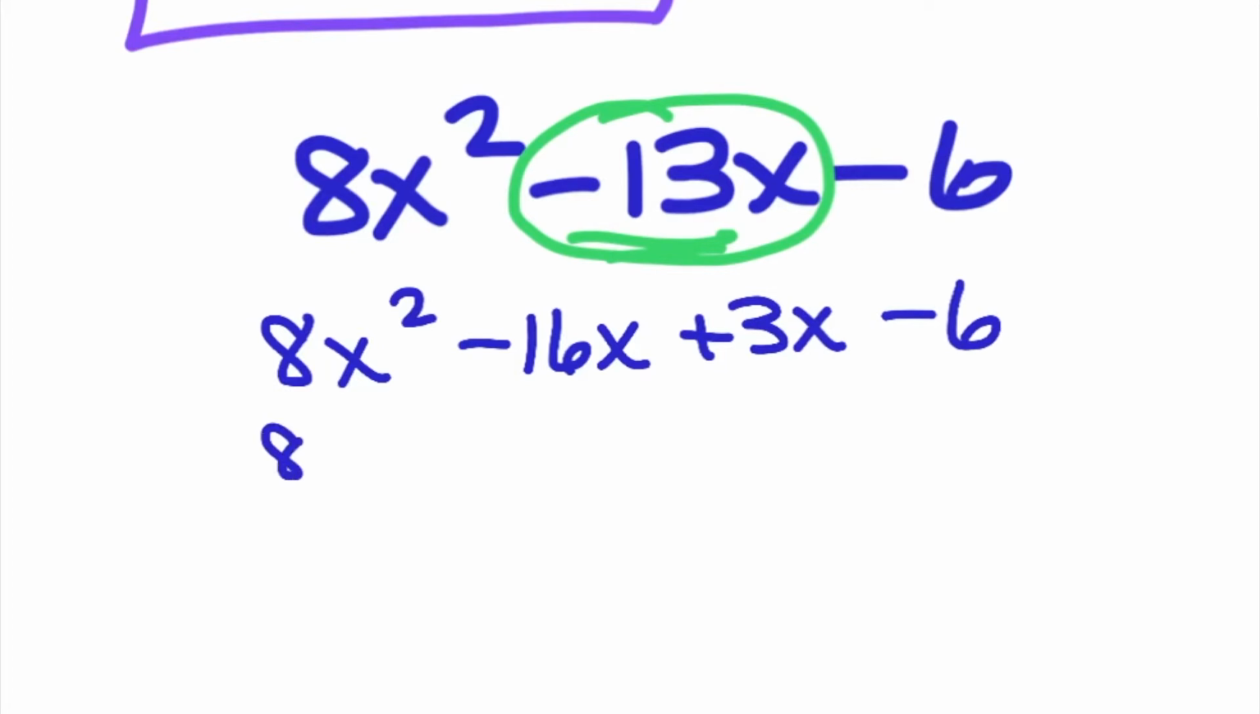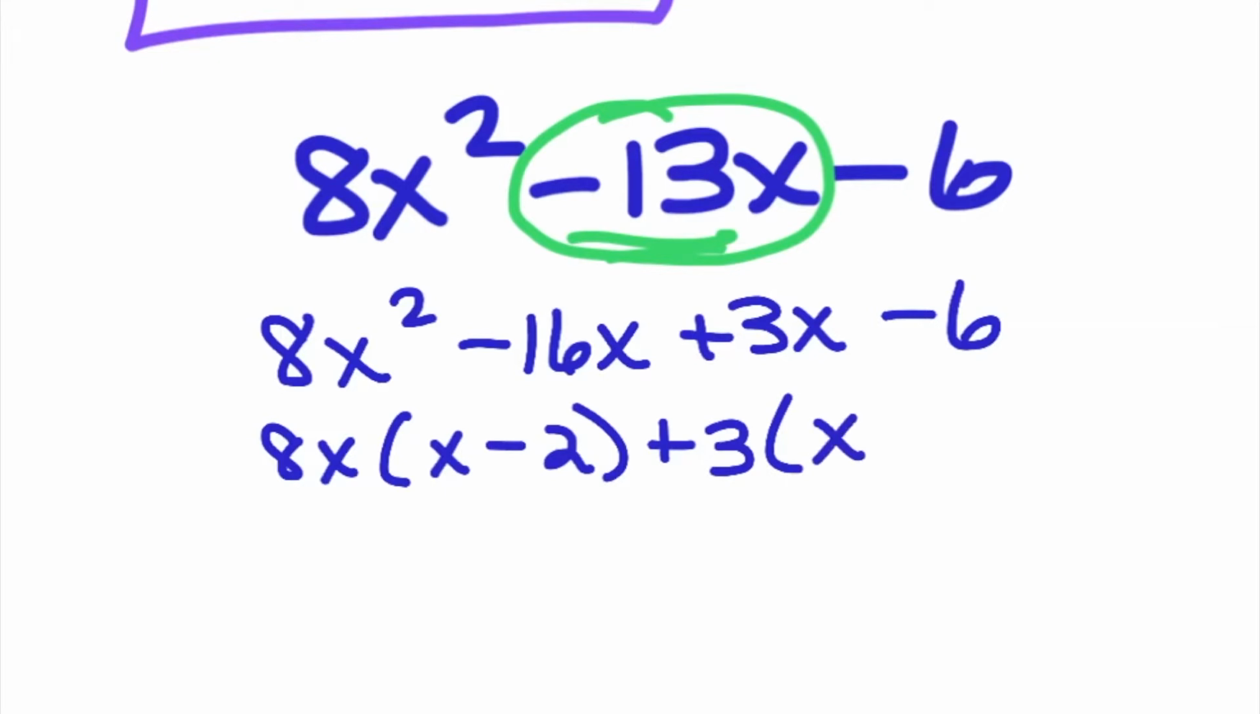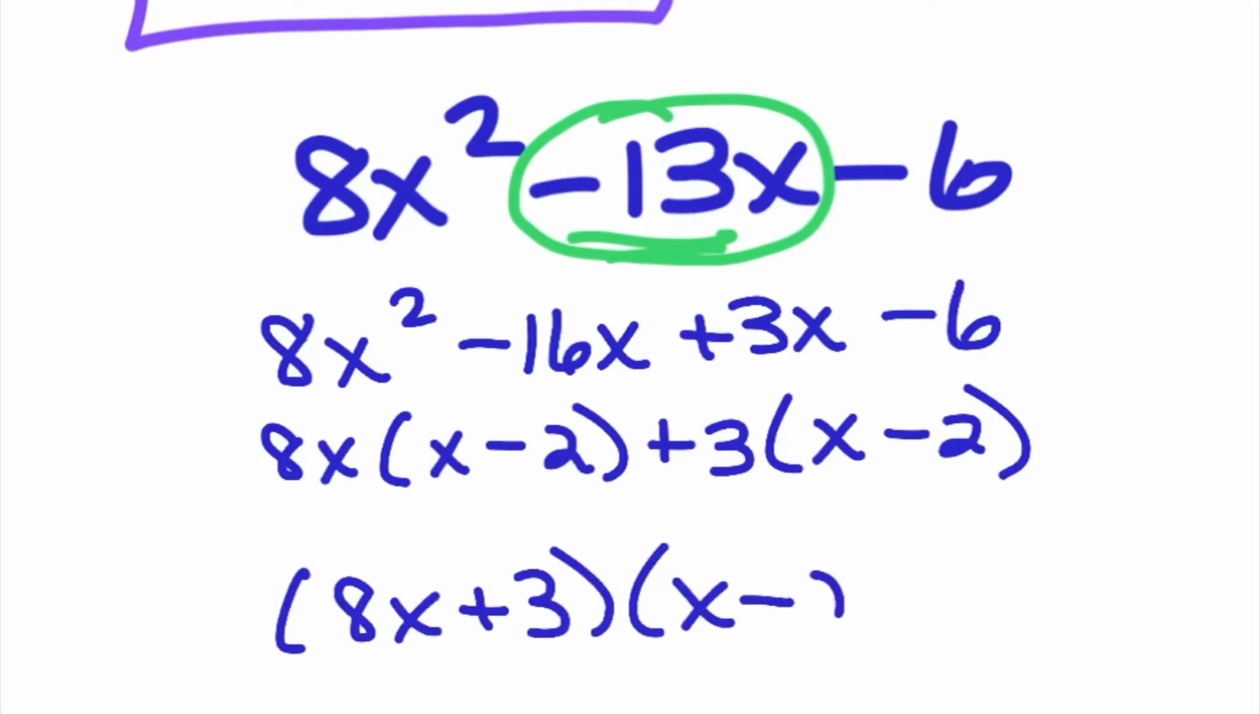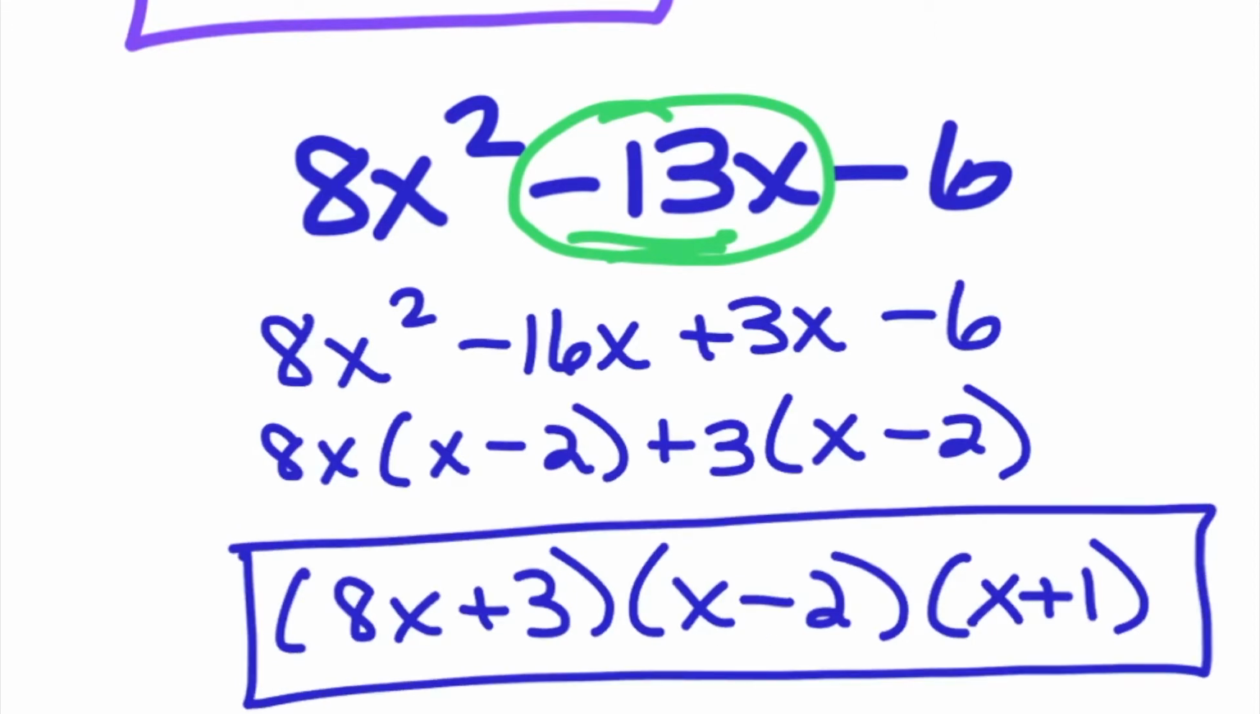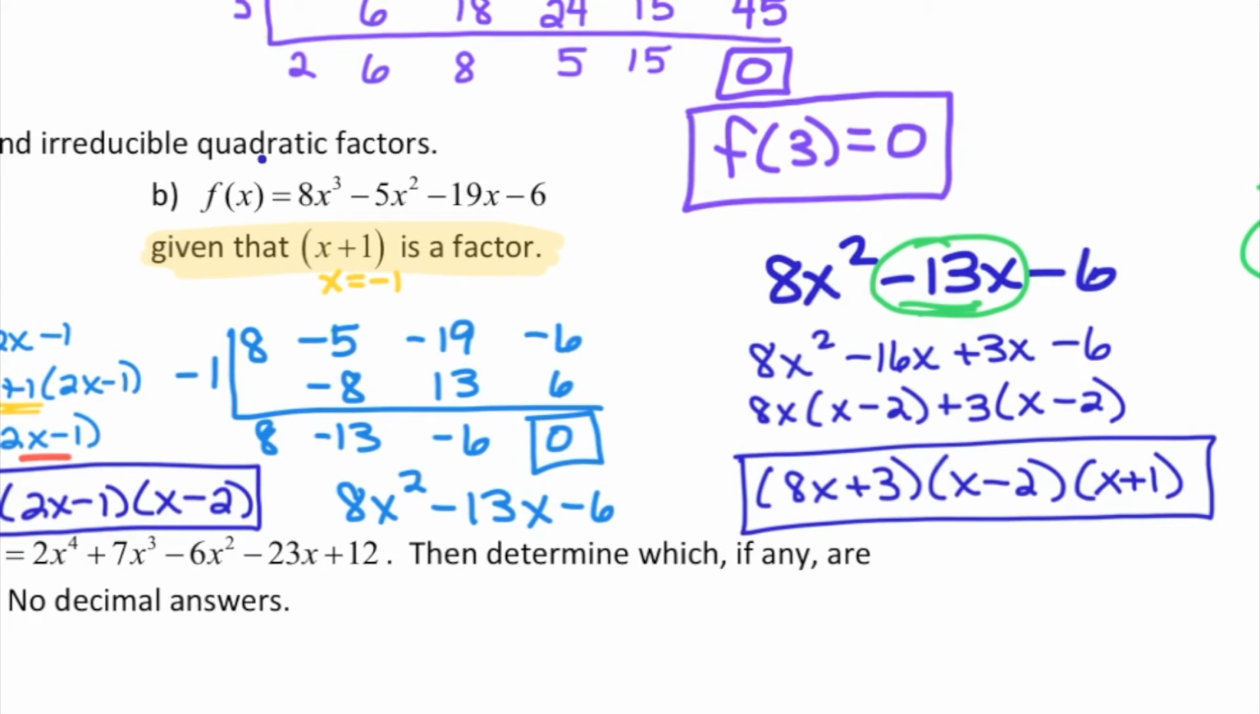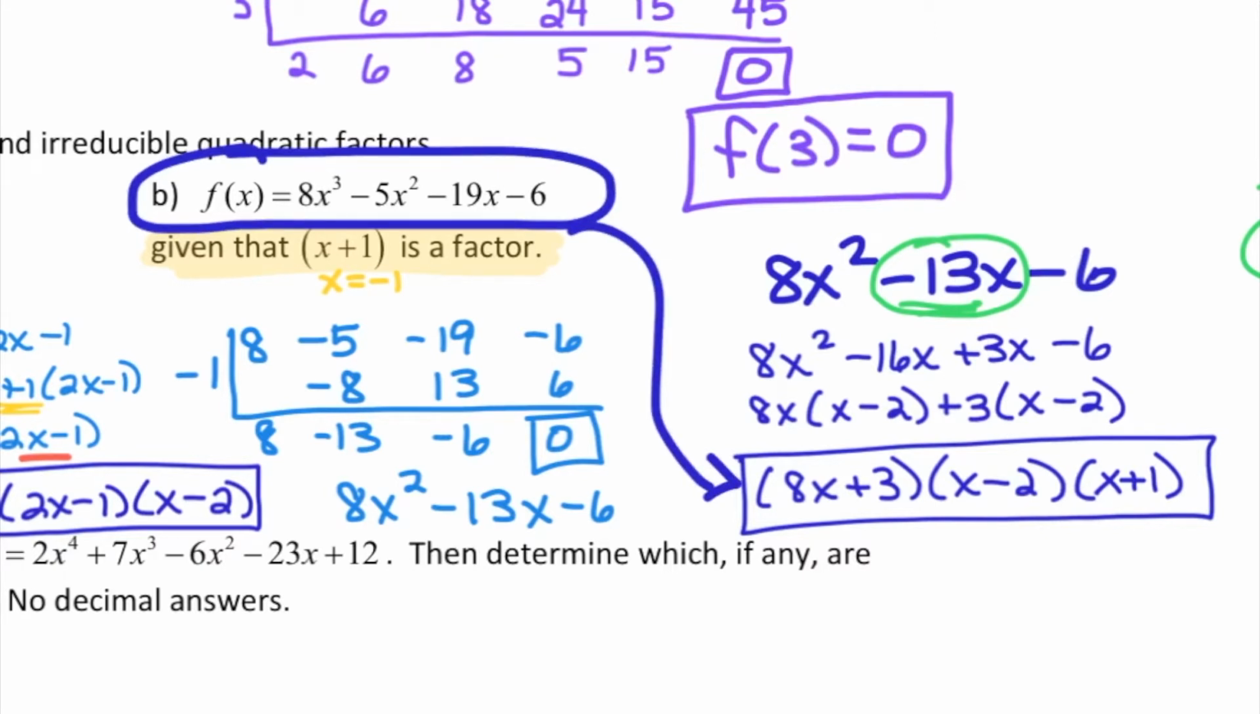And I'm going to factor 8x out of the first two terms, so I'm left with x minus 2, and plus 3 out of the next two terms, and I'm again left with x minus 2. And so here I have 8x plus 3 times x minus 2, and then I'm going to come back and bring down my x plus 1 that was from my original division. And so again, what I'm saying here is that this polynomial, 8x cubed minus 5x squared minus 19x minus 6, is equal to this product of factors. If you were to multiply them all out, that's the answer that you would get.